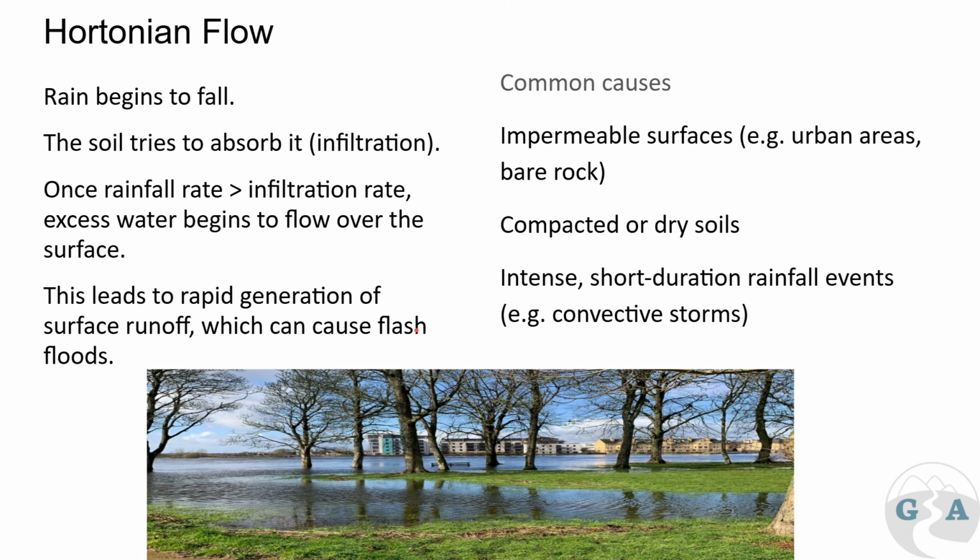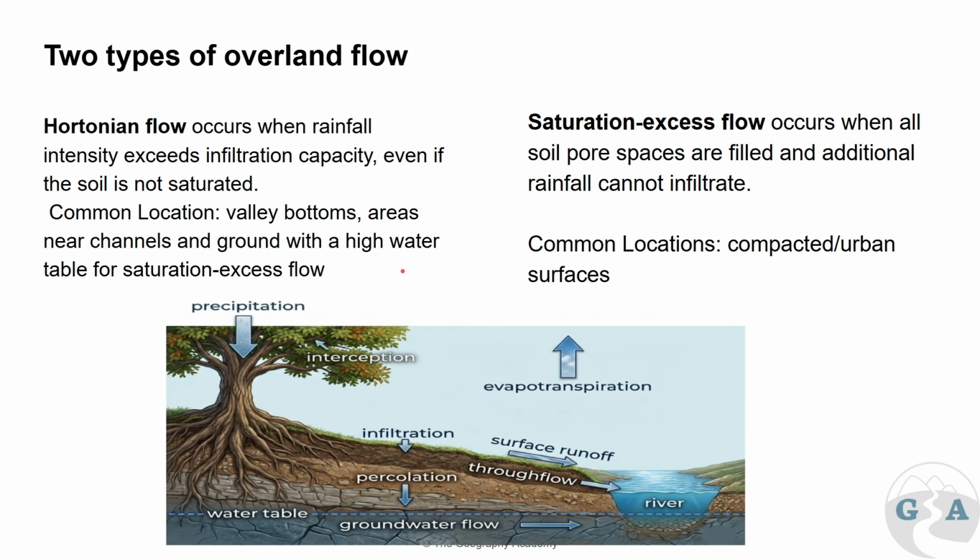When we looked at surface runoff, I mentioned that there are a few different types that we have to know about. Hortonian flow is where the soil tries to absorb the water. Infiltration is trying to occur, but the excess water begins to flow over the surface, leading to surface runoff. Therefore, the precipitation rate is greater than the infiltration rate. We can see it happens quite a lot in urban regions or dry soils, for instance.